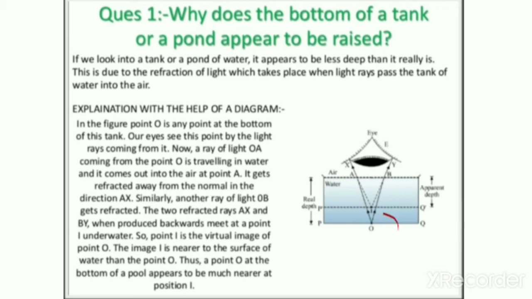So here you can see O is a point at the bottom of this tank. From O, two rays of light, OA and OB, strike this air-water interface. Since these rays of light are going from a denser to a rarer medium, they will bend away from the normal. So OA will go along AX and OB will go along BY. Where will the image of point O be formed? It will be formed when we extend the refracted rays in the backward direction. You can see the image will be formed at point I instead of point O.